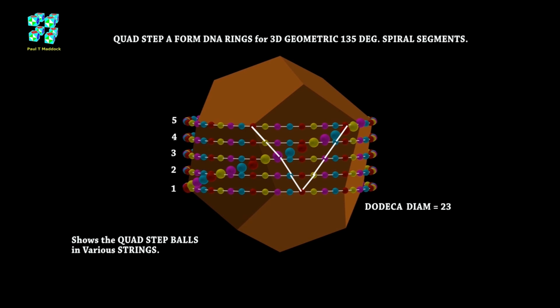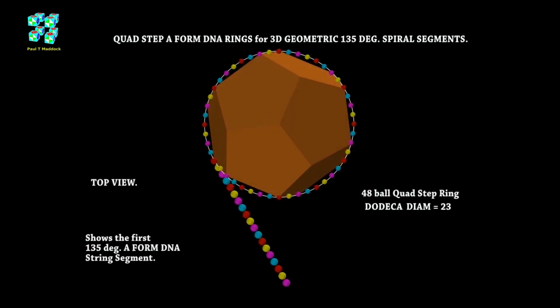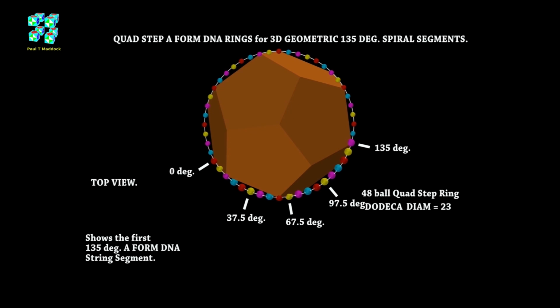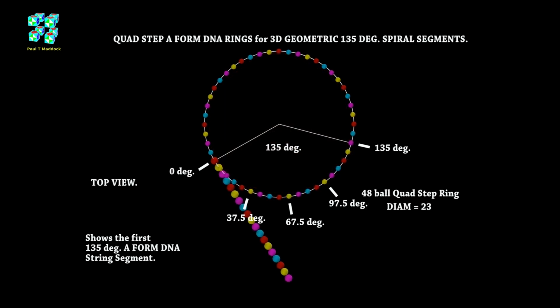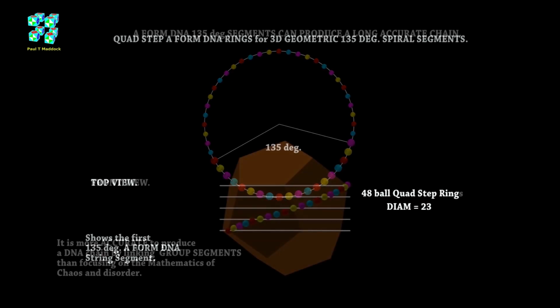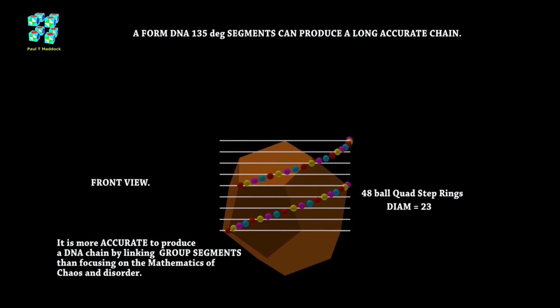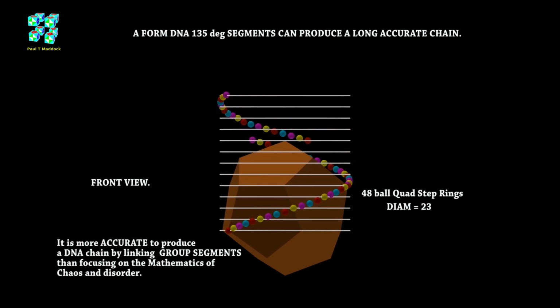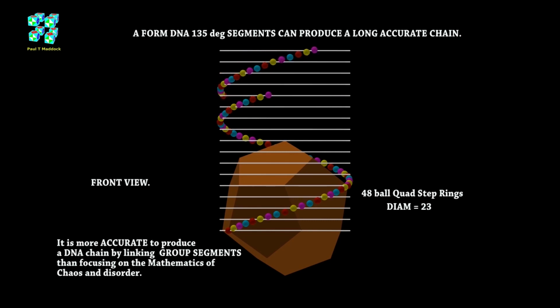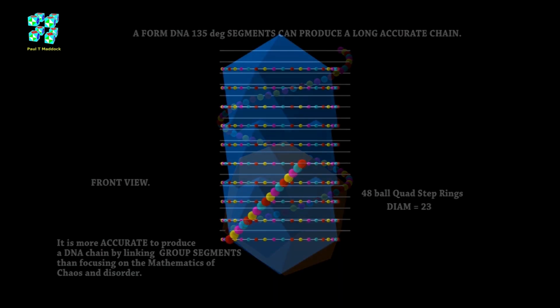Okay, now I'm going to show you this in the top view. And now you can see the 135-degree segment of the spiral. I'm going to hide the dodeca and show you the 135-degree angle. This makes it easy to understand. I think it's a lot simpler to make 135-degree segments than trying to make a big long stretch. And as you can see in front, I'm repeating the 135-degree links and it's looking pretty simple to me. Okay, now we'll take a look at the B DNA, and this is going to be a bit simpler.